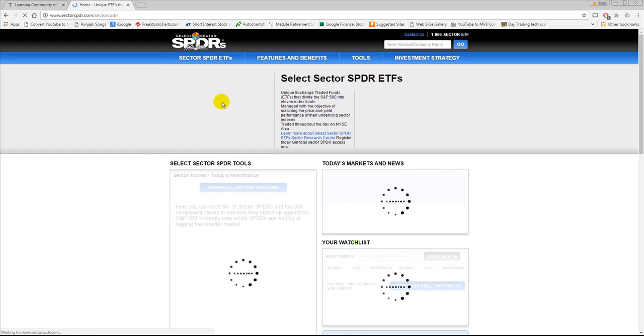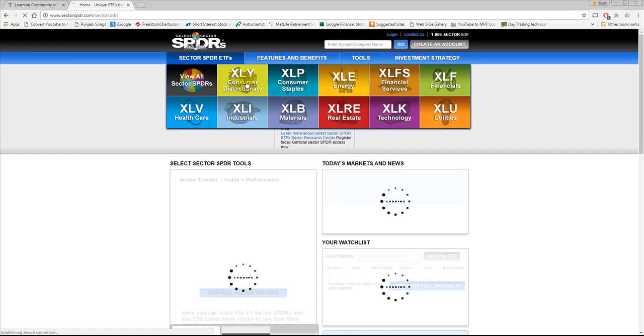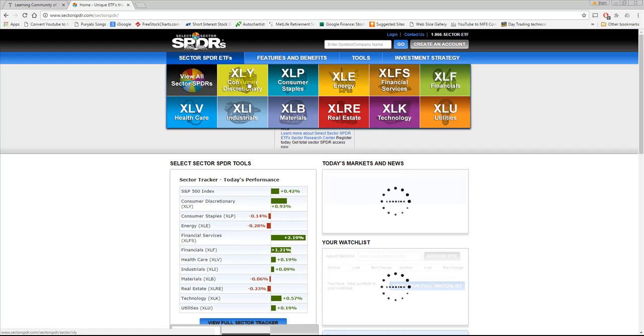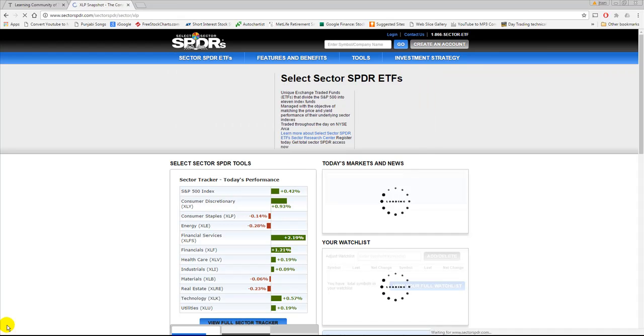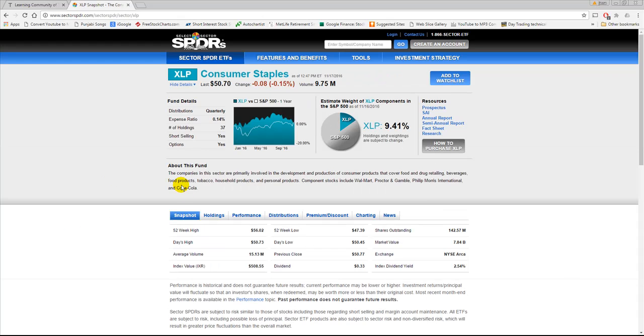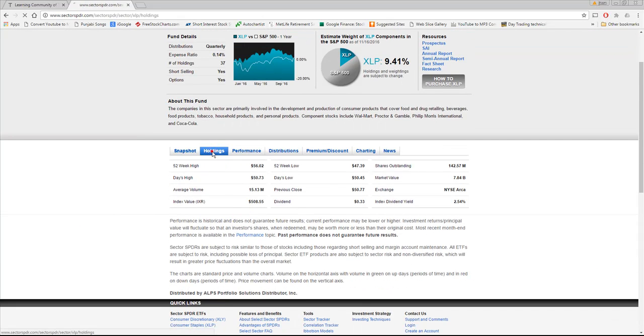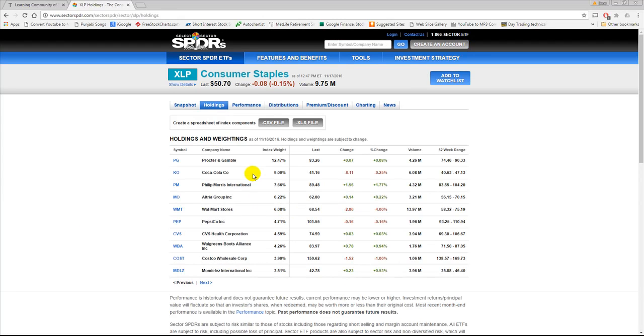It's sectorspider.com. These are all your ETFs. You can click on each of them. Okay, XLP. If I just click on XLP, and you want to know what your XLP holdings are, you just click on there, go into holdings, and you'll see you have multiple holdings in here. There's probably over 50. Then you can get the XLS file and put it in your watch list.